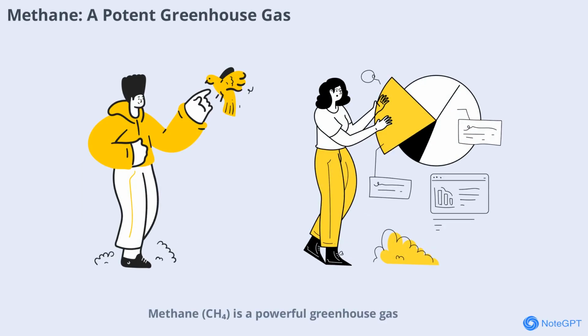Methane, CH4, is a powerful greenhouse gas, trapping much more heat per molecule than CO2, though it's less abundant. Its sources include wetlands, agriculture, especially rice paddies and livestock, landfills, and fossil fuel extraction. Methane's atmospheric lifetime is about 12 years, short compared to CO2, but its warming effect is intense. Reducing methane emissions can yield relatively quick climate benefits.